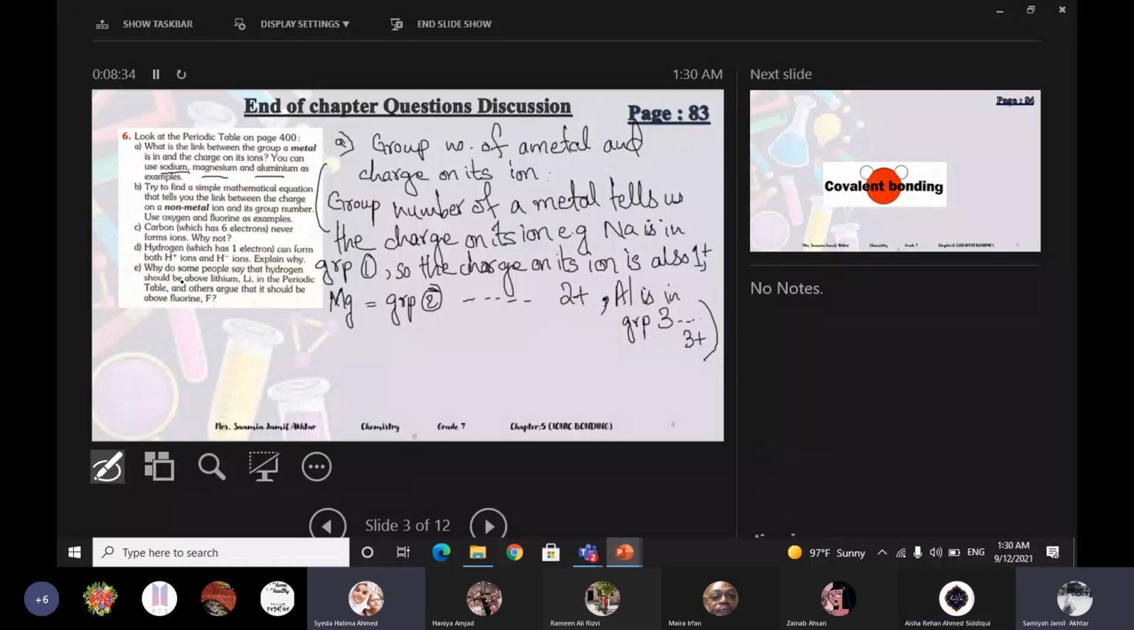Yes, teacher, then. If the element is in the transition metals, how will we know what the number is? No, not the transition metals. Just leave the transition metals for now. Okay, for the transition metals, it depends upon which non-metal they are combining with.